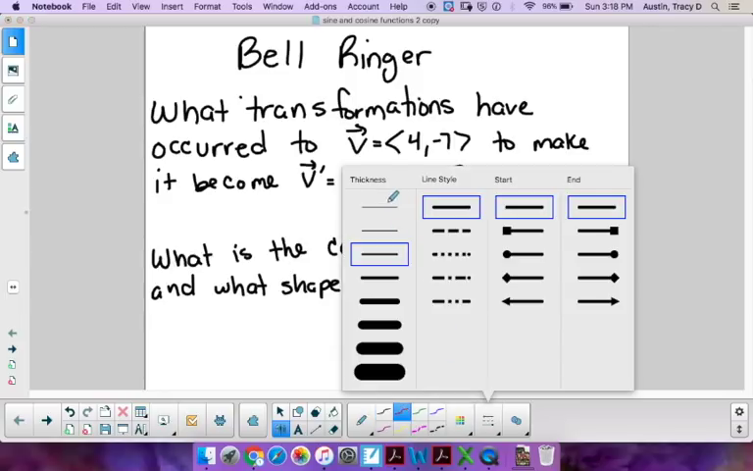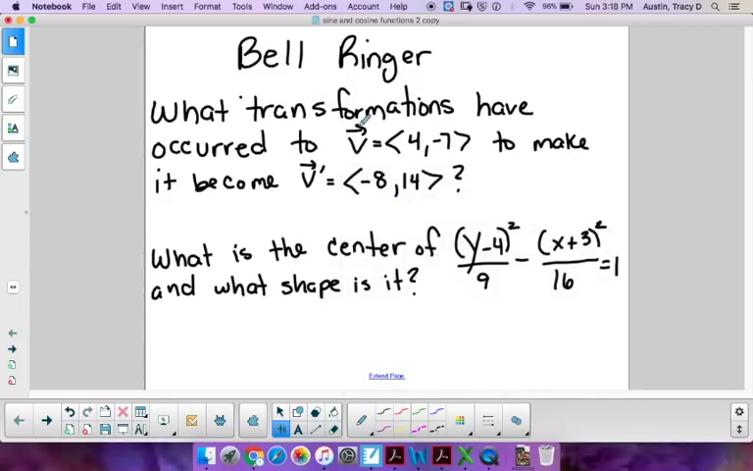Okay, so you should have paused the video. The transformations that have occurred to the vector from -7 to make it become -8, 14. The way we phrase these is we dilated by 2 and we reflected. Because the positive became negative, the negative became positive, that's the reflection, and everything has been multiplied by 2. So it's been made twice as long, and it's been reflected from going over here to over here.